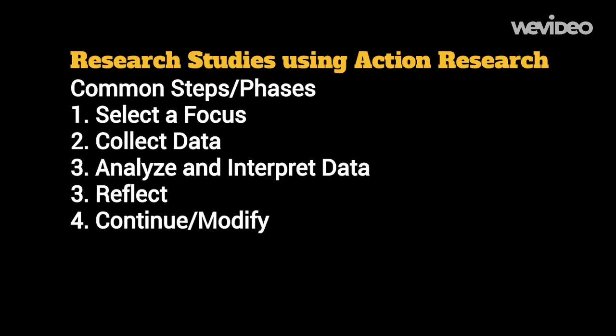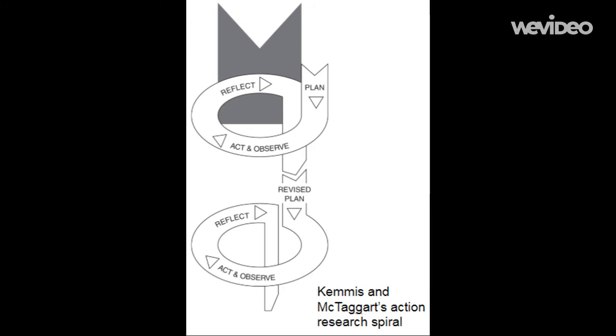We looked at 3 different research studies centered around developing pre-service teachers. All of the research studies used action research and followed similar multi-step processes. Some of the common steps they used were select a focus, collect data, analyze and interpret data, reflect, and then continue or modify. The research studies followed a process much like Kemmis and McTaggart's action research spiral. This process is not rigid and allows researchers to revise their study's focus, which then guides the next step for the research. Each of the studies worked through the different steps and phases more than once.